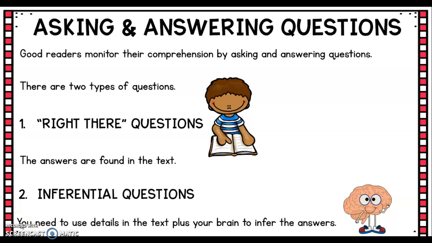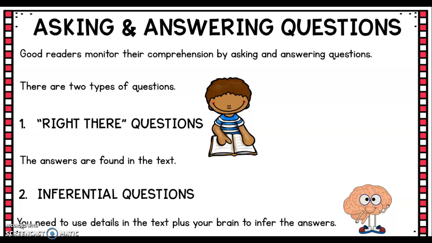Right, so we are going to get into inferencing. This is where you're going to use your background knowledge, also known as schema, and the text clues to make an educated guess about what the author is trying to tell you. So we can ask and answer questions. Good readers monitor their comprehension by asking and answering questions.